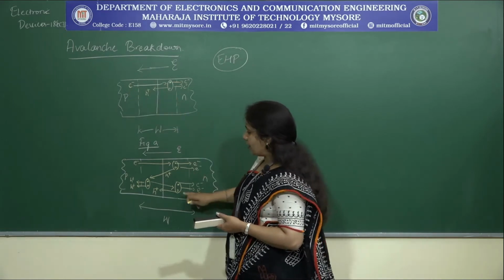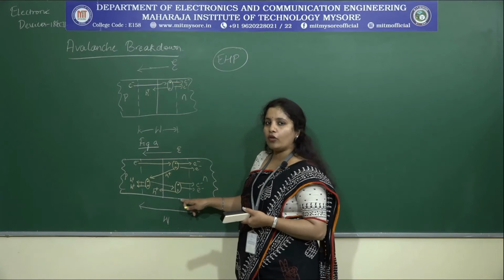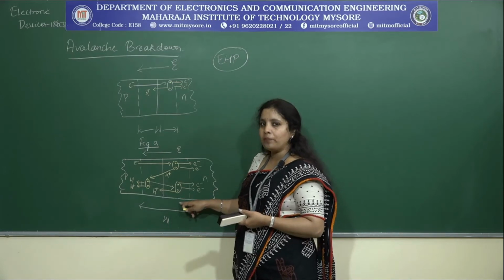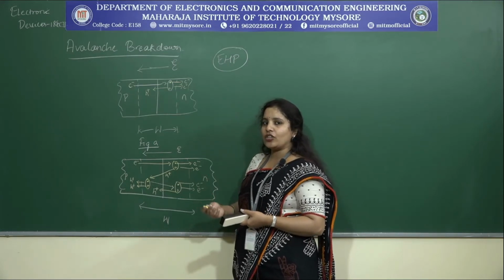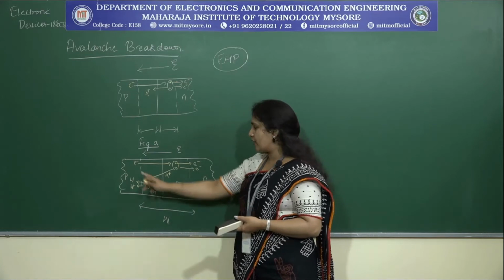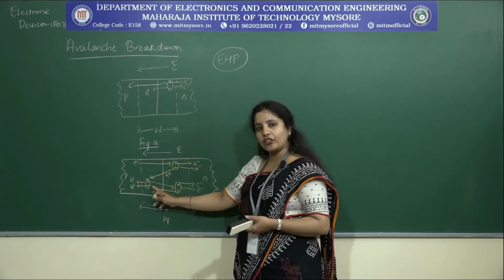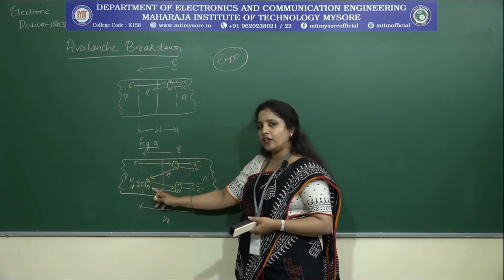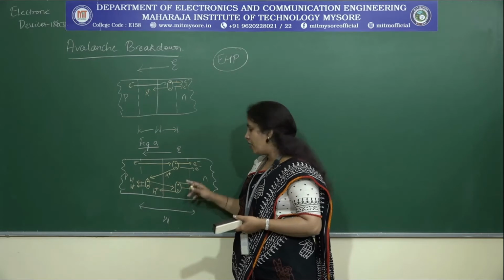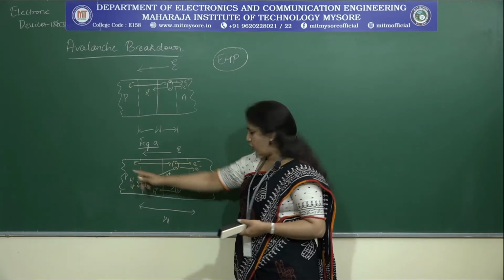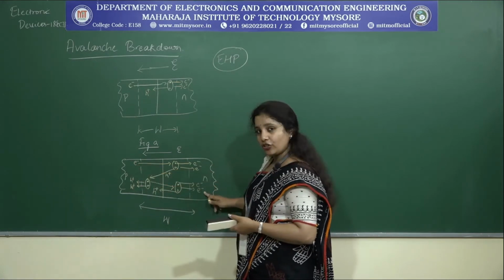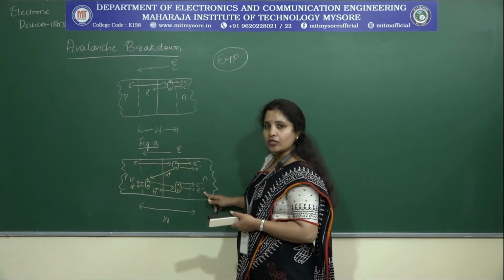Done. Now, as I increase the amount of reverse voltage, more kinetic energy is gained by the electrons. As a result, it tends to hit the atom. Again, this generated EHP tends to hit another atom. Again, the generated EHP tends to hit another atom. As a result, from one single electron, how many free electrons do we have now? There are 4 free electrons.